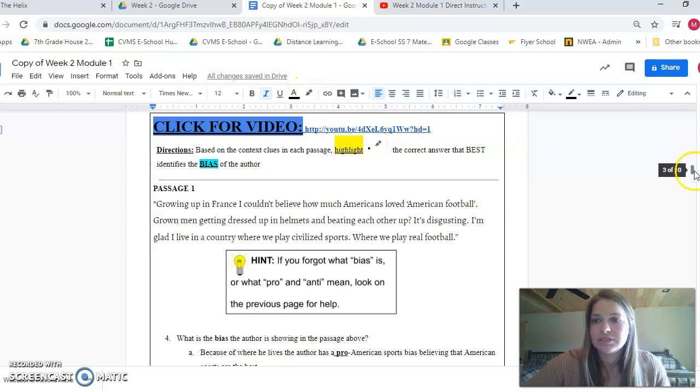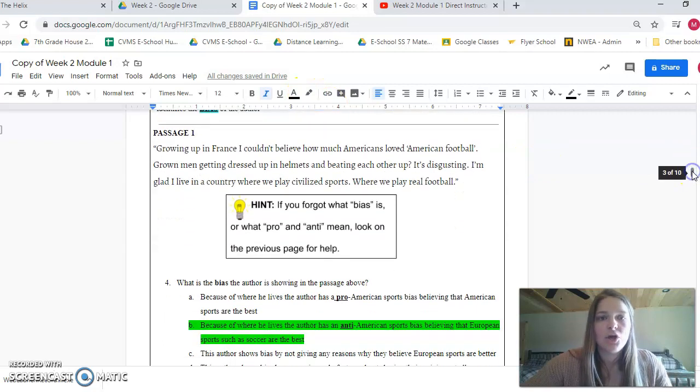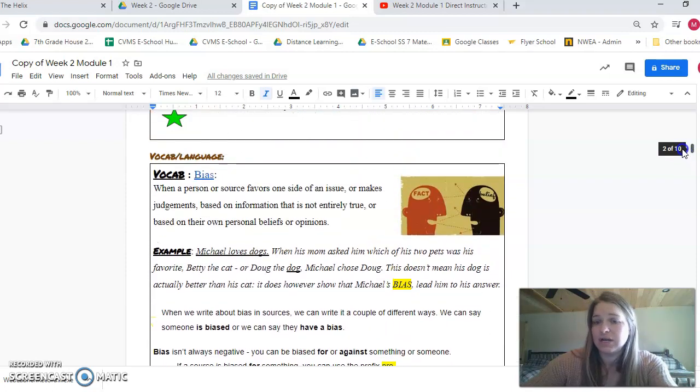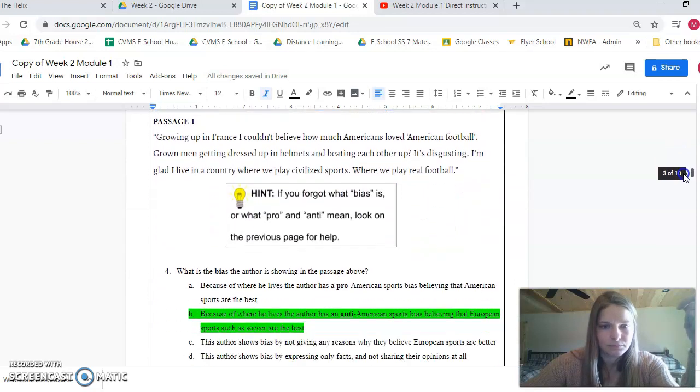Okay. So let's read passage 1 together. Growing up in France, I couldn't believe how much Americans loved American football. Grown men getting dressed up in helmets and beating each other up, it's disgusting. I'm glad I live in a country where we play civilized sports, where we play real football. So hint, if you've already forgotten what bias means, remember, the definition is just right up here, so you can go back to that.